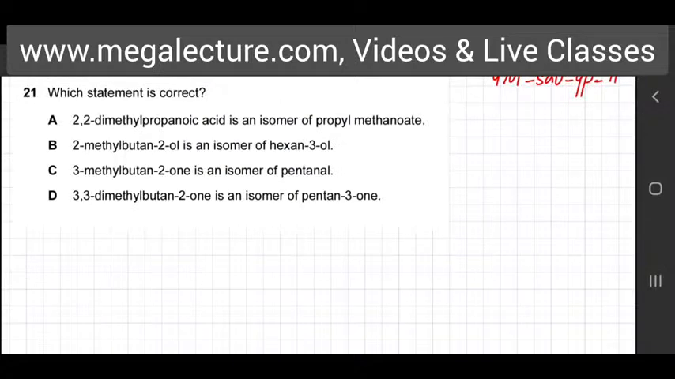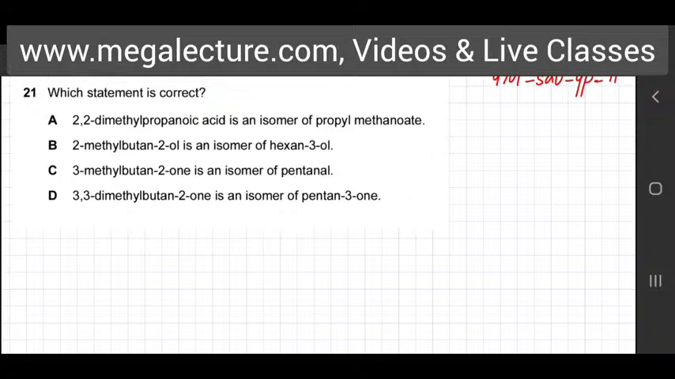The following question reads, which statement is correct? So 2,2-dimethyl propanoic acid is an isomer of propyl methanoate. Now you can't really figure that out unless, well, you can actually kind of figure this out. If you can remember, carboxylic acids and esters are in fact isomers, but they have to have the right number of carbon atoms. So what I'm going to do is draw this one. The way I'm going to draw this one is this is clearly propanoic acid.